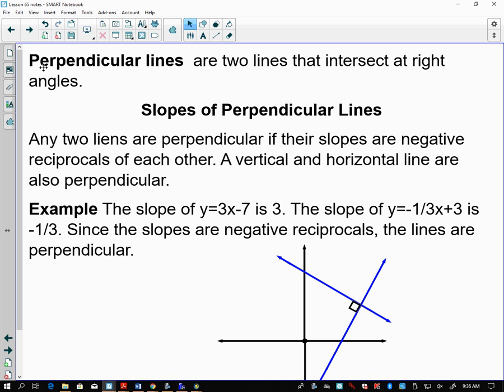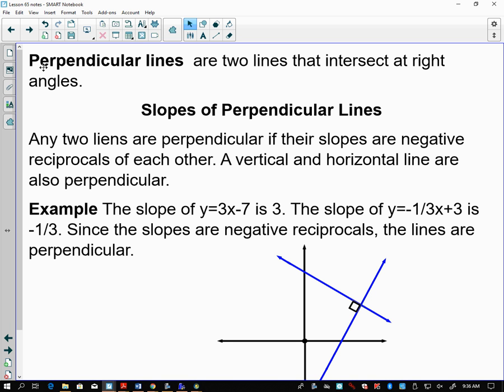A vertical and a horizontal line are also perpendicular. So if I see an equation where it says x equals, say, 4 and y equals 6, those are examples of equations of vertical and horizontal lines. All horizontal and vertical lines are perpendicular. Any vertical line is going to be perpendicular to any horizontal line.